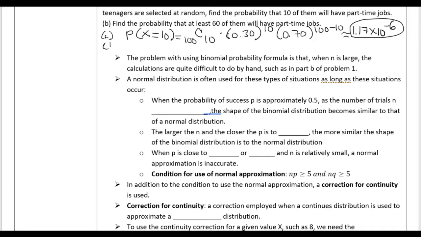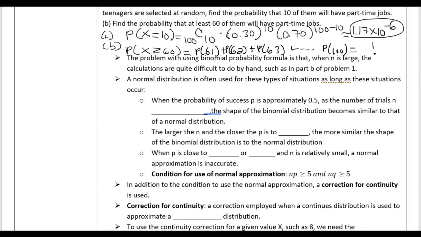All right. Now for part B, we need to find the probability that at least 60 have it. So x is greater than or equal to 60. That means we have to do this for 60, 61, 62, 63, all the way to 100. That's a lot of numbers to put in. Even if you were to use the binomial table, that's still a lot of numbers to add up together.